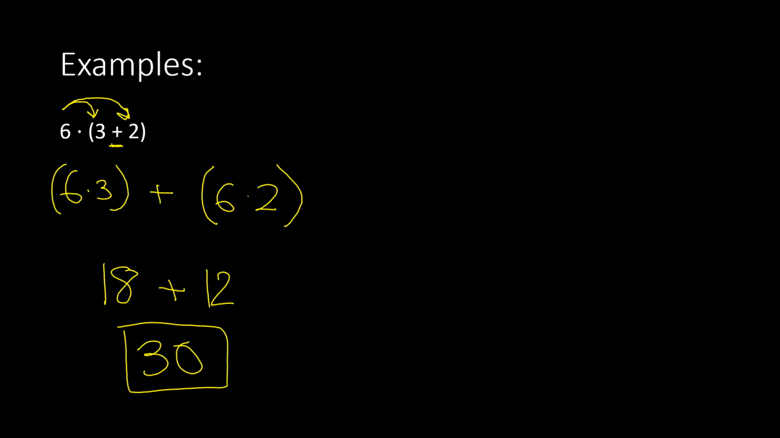Now to check this, to make sure that you did everything right, you can solve this another way where we have 6 times, and you do the parentheses first because of PEMDAS, and you get 6 times 3 plus 2, which is 5, and you get 30. So as you can see here, the distributive property worked and you got the same answer and it got distributed properly.